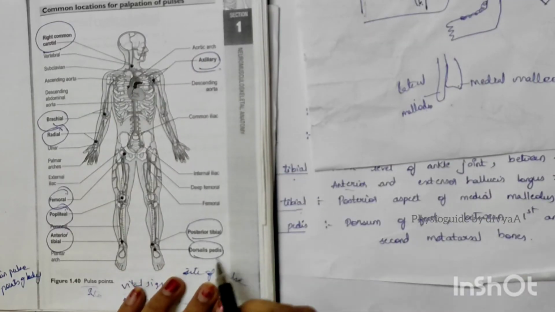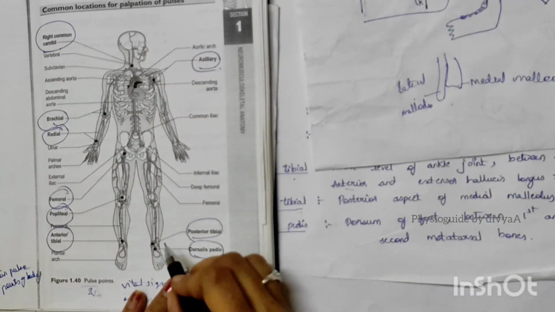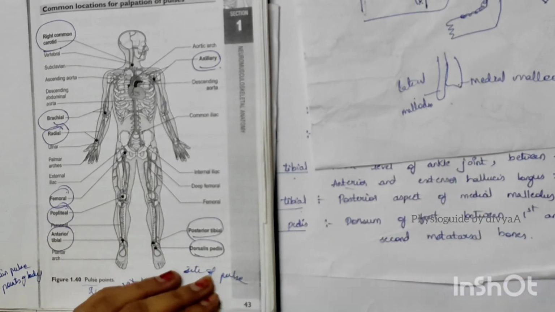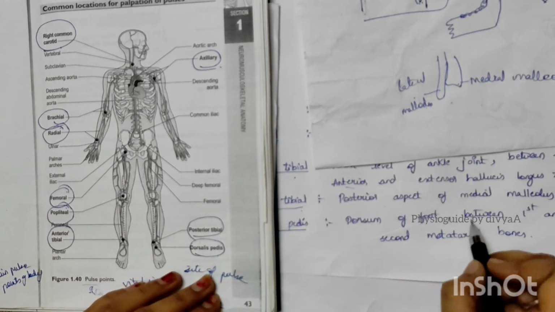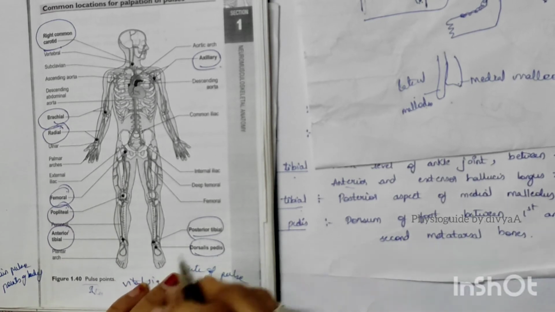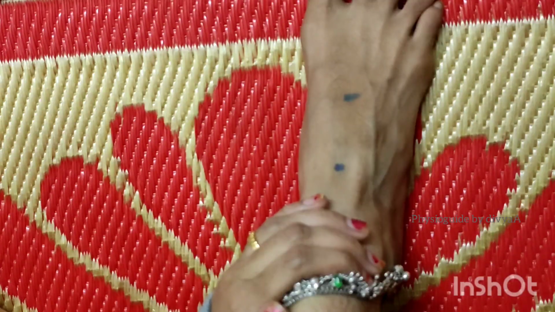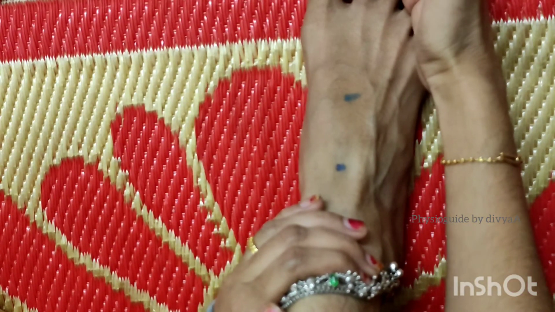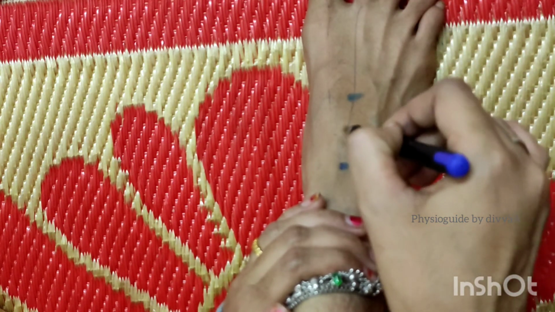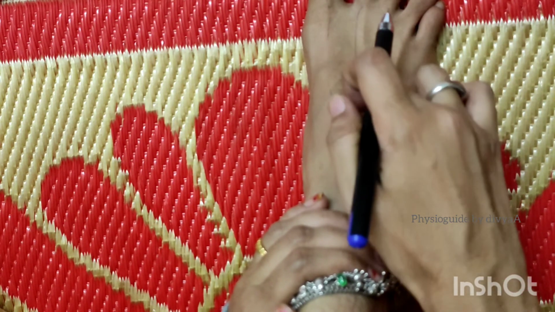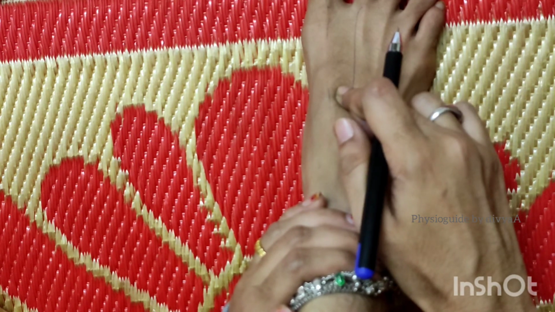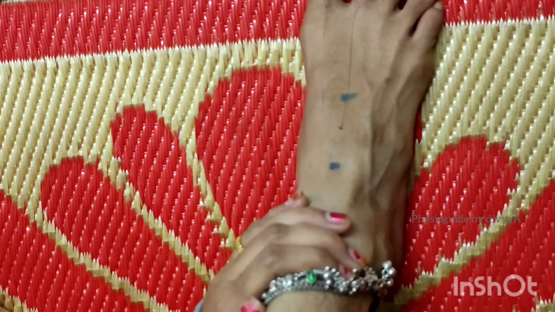Now last one, dorsalis pedis, which is in between. Dorsum means back of the foot, between the first and the second metatarsal bones. I'll show it. This is the dorsum of the foot, and which is between the first and the second metatarsal bone. In this point we feel the pulse. This is the dorsalis pedis.